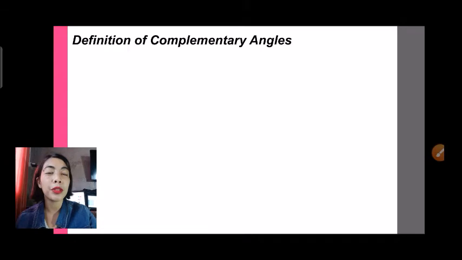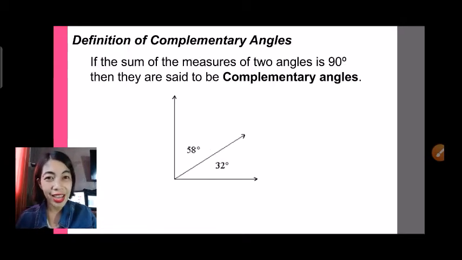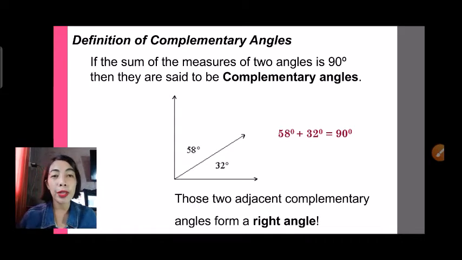Another example of complementary angles is this figure. One angle measures 58 degrees and the other measures 32 degrees. And when we sum up these two angles, 58 degrees plus 32 degrees is equal to 90 degrees. Therefore, these two angles are complementary.